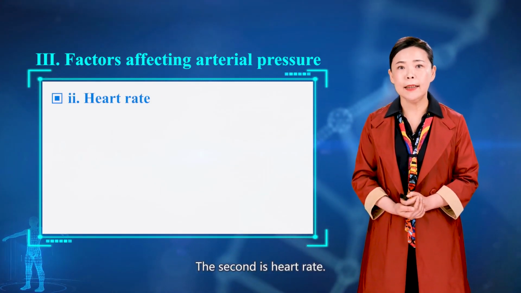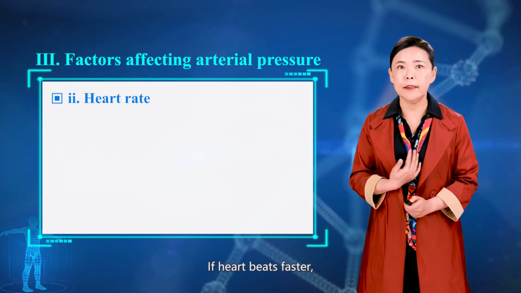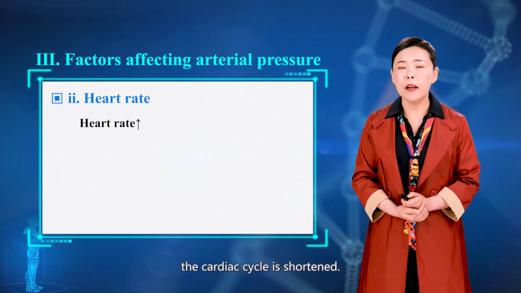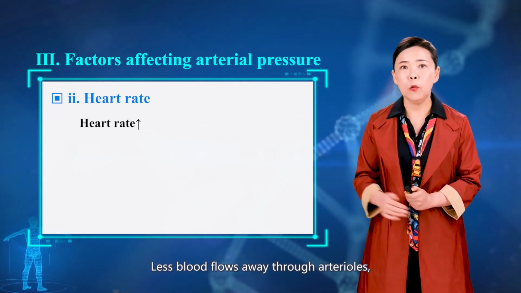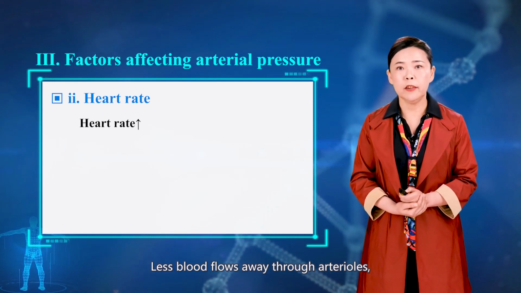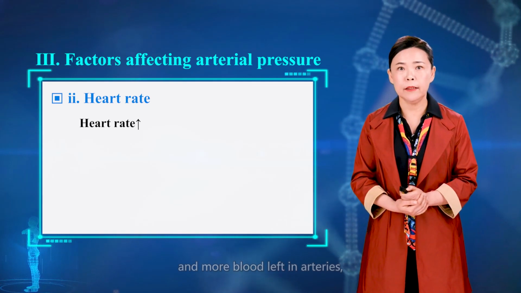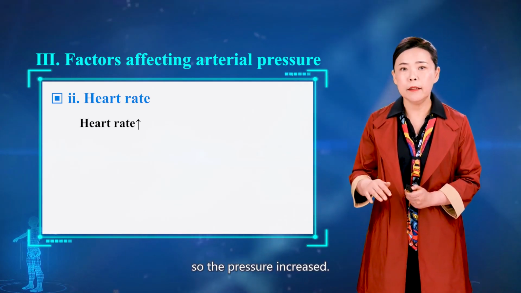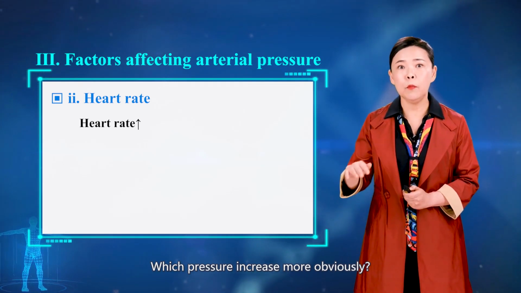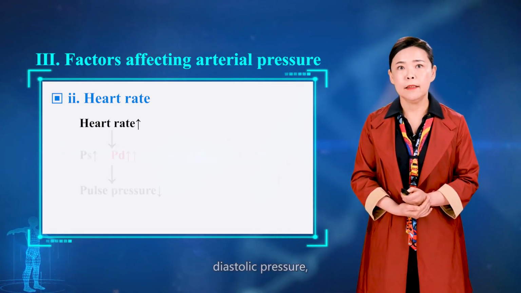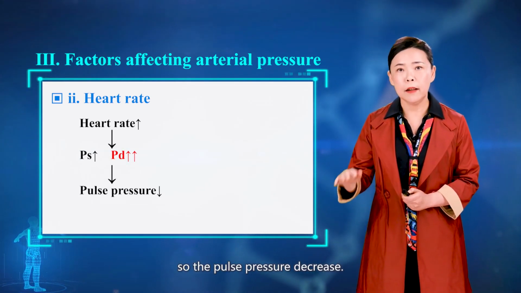The second is heart rate. If heart beats faster, the cardiac cycle is shortened. Less blood flows away through arterioles, and more blood is left in arteries. So the pressure increases. Which pressure increases more? Yes, diastolic pressure. So the pulse pressure decreases.